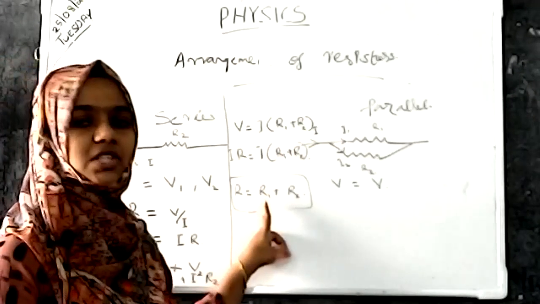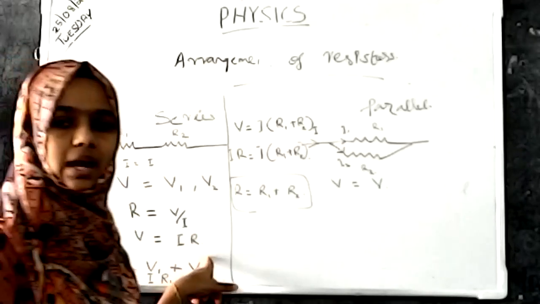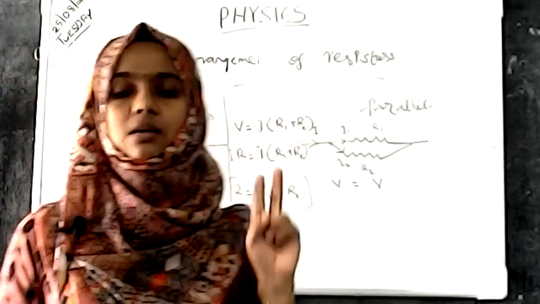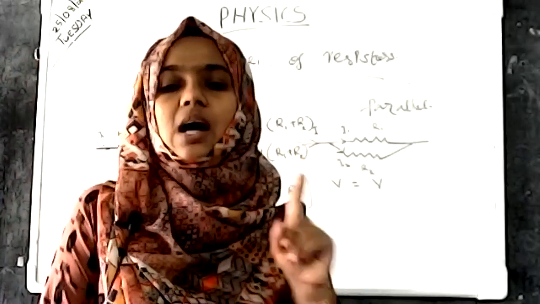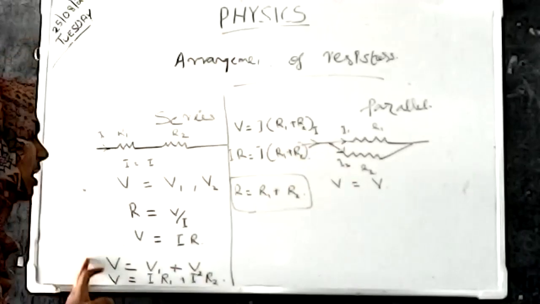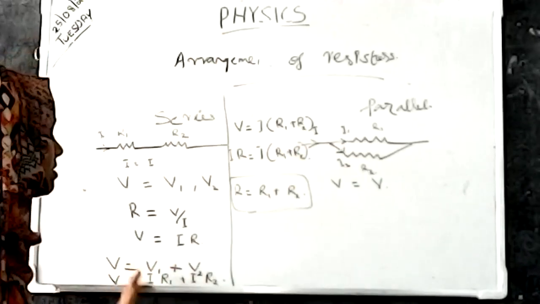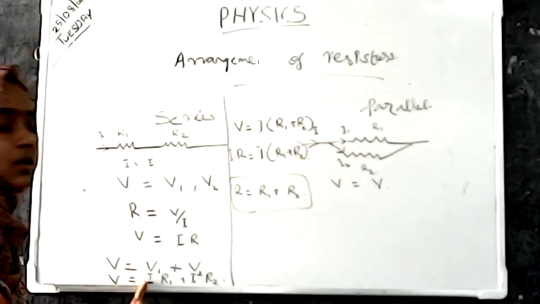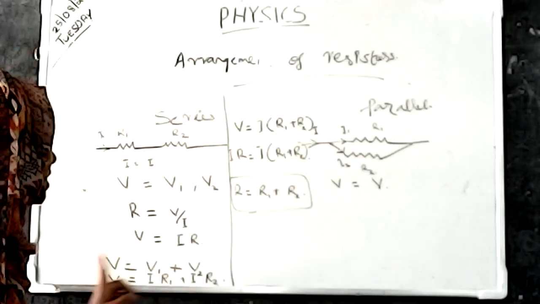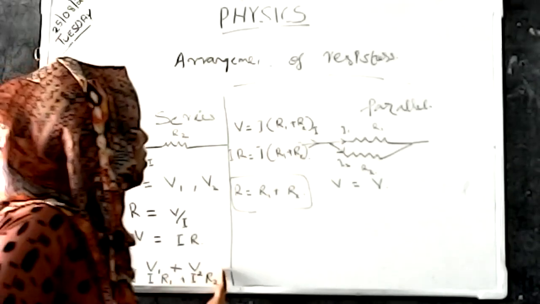For getting the effective resistance, first of all, we consider V equal to IR, and here there are two resistors, R1 and R2. So the total V is equal to V1 plus V2, and instead of V we put IR. So here, with R1 and R2, V is equal to IR1 plus IR2.